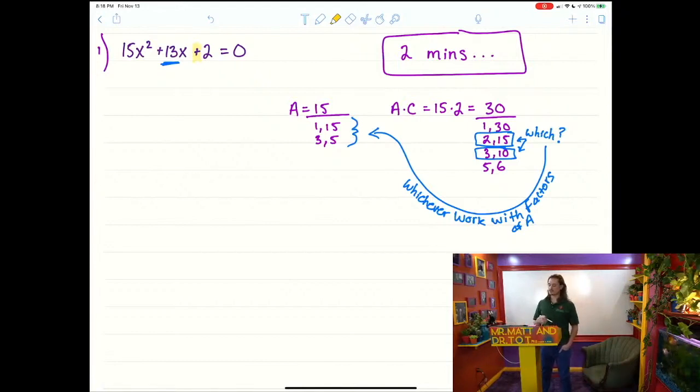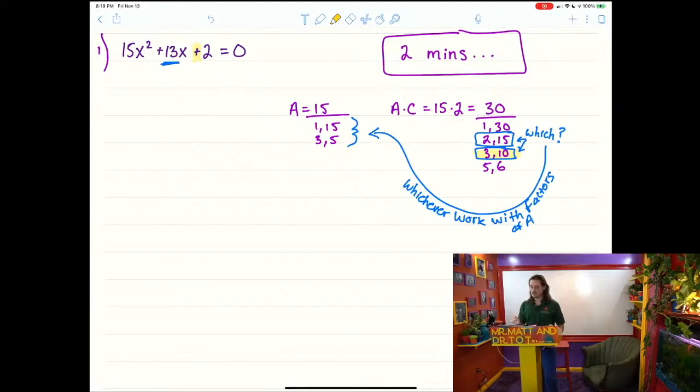With the other factors of 2 and 15, you're going to need a positive 15 and a negative 2 in order to get a positive 13, but you can't multiply a positive and a negative and get a positive back in order to get a positive c value. So that's one way to understand that you need to choose 3 and 10.